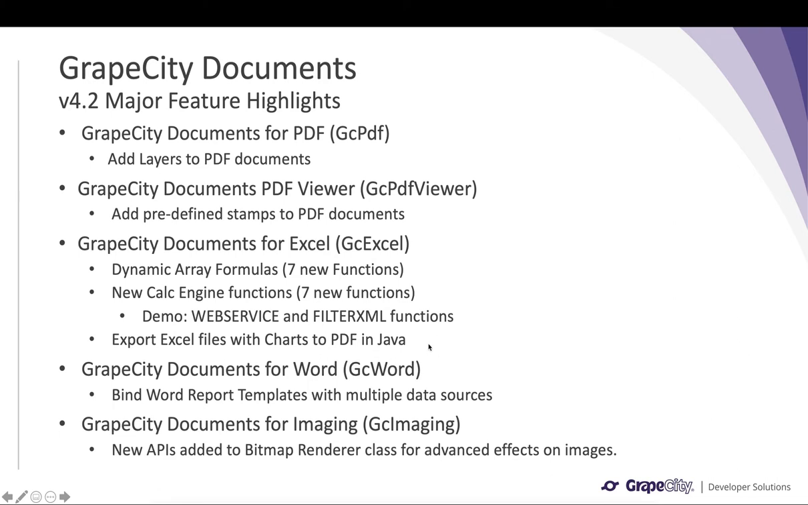In GC Word, you will now be able to bind Word report templates with data coming from multiple data sources. And in GC Imaging, I will share details of the new APIs we have added to the bitmap renderer class for advanced effects on images.